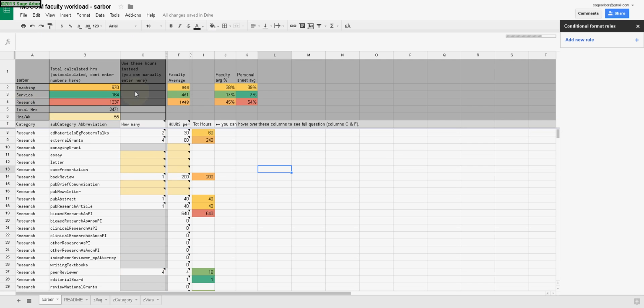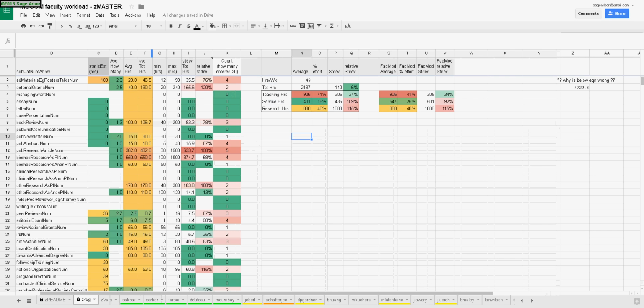Here's an example with more filled out. Let's say that I decided I didn't like the number of service. I actually do service that's not captured in here. You could just put different numbers in here, and it would change your personal percentage. So if I just go by the numbers, it's 7%, and then if I count for something else, it's up to 17%. Each person has their personal sheet, and then that gets aggregated for everyone.